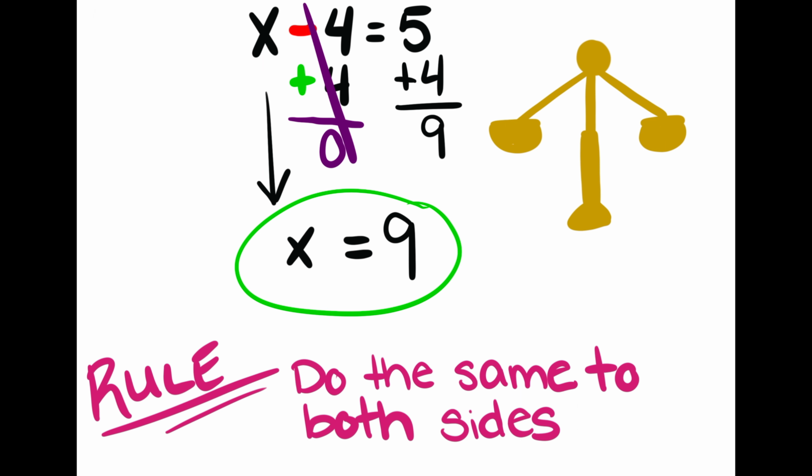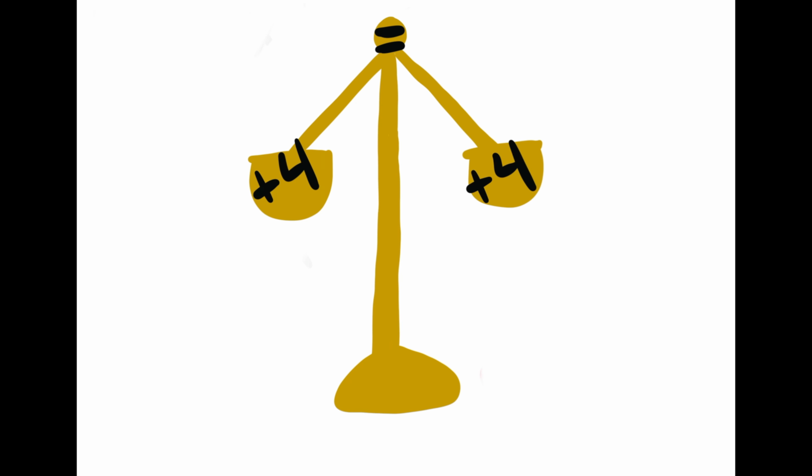Let's take a second to talk about our big rule. Imagine a scale with an equal sign in the middle. Our rule says we must always keep this scale balanced. If I add 4 to the left side, the scale gets all out of whack. I need to add 4 to the right to return the scale to balance.